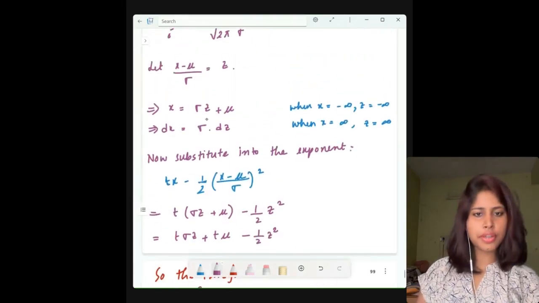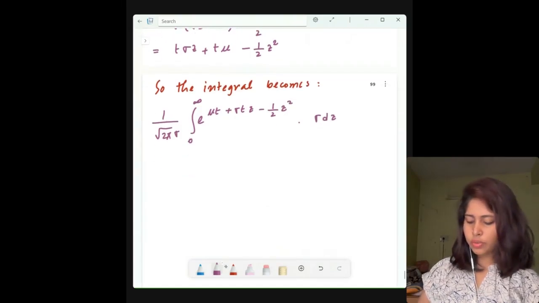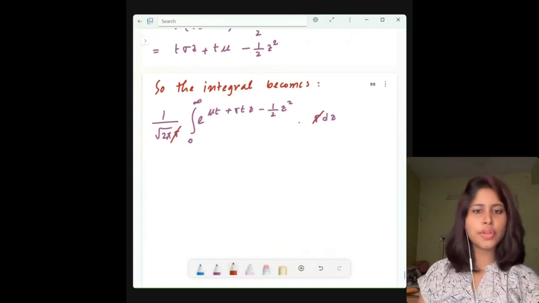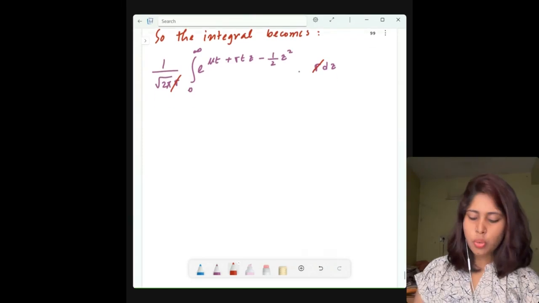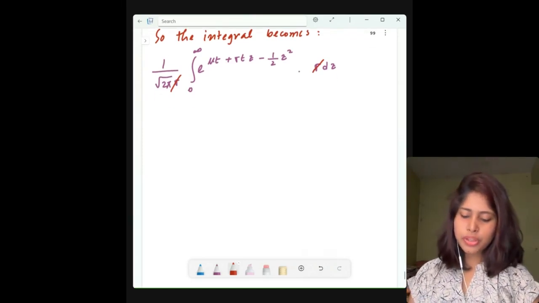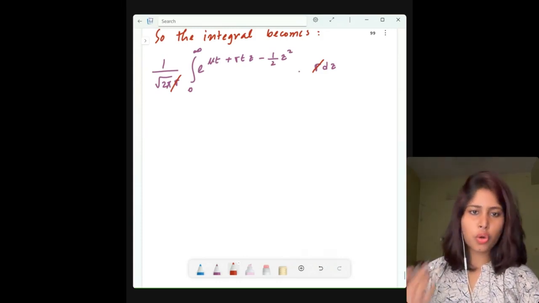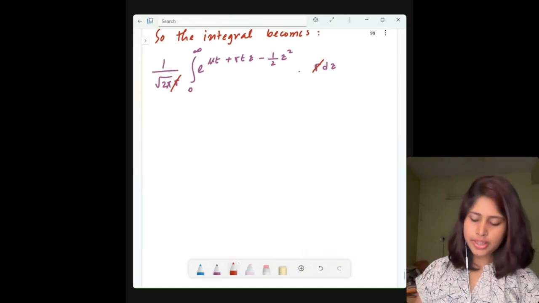right? What is the dx? dx is sigma dz, as you can see. Now from here, can you cancel out this sigma and this sigma? You can do it. So now you are left with what? 1 by root over 2 pi. Now you can see that this e to the power mu t is again another constant form, so we can take that outside again.